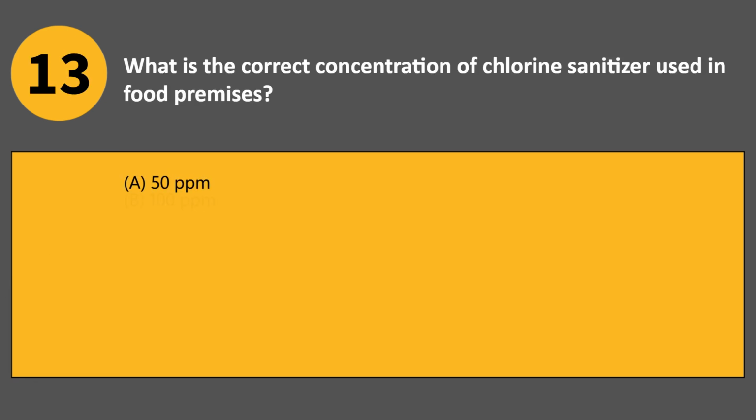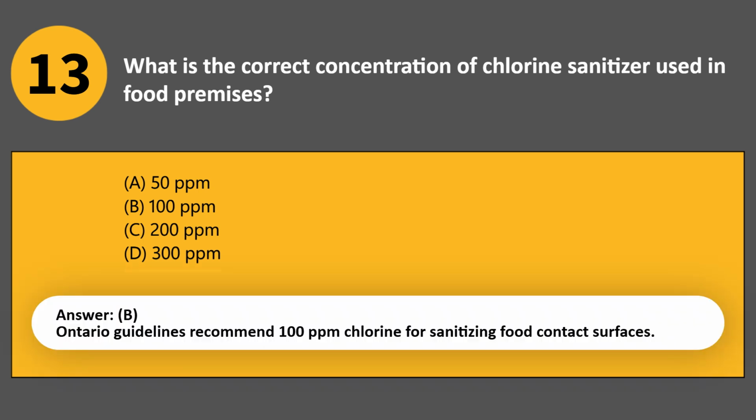What is the correct concentration of chlorine sanitizer used in food premises? A. 50 ppm. B. 100 ppm. C. 200 ppm. D. 300 ppm. Answer, B. Ontario guidelines recommend 100 ppm chlorine for sanitizing food contact surfaces.